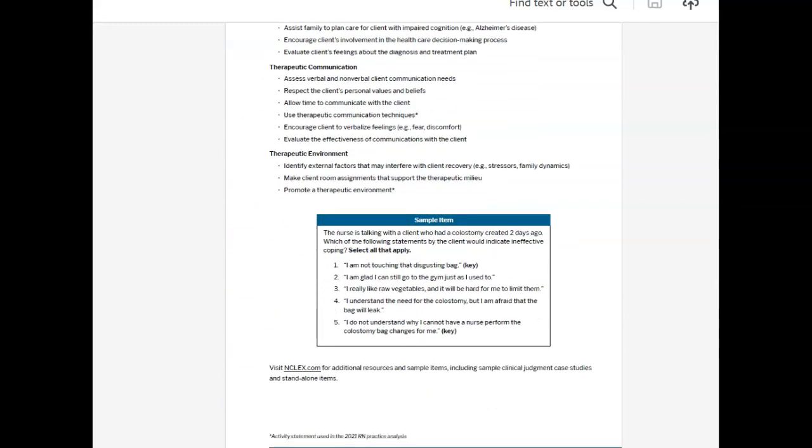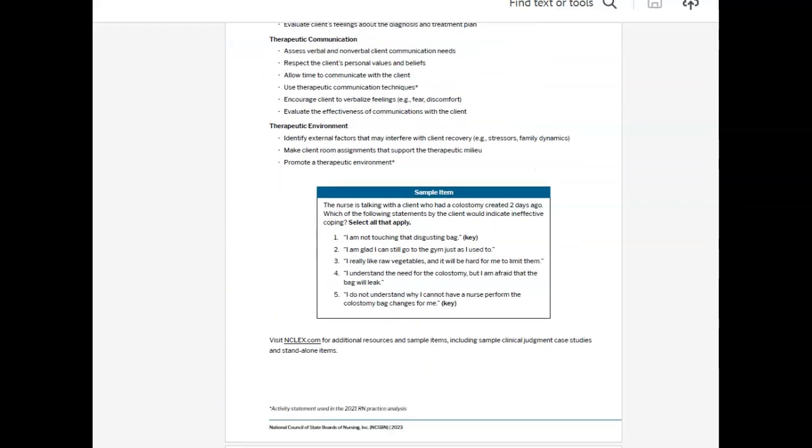Support systems, etc. So the nurse is talking with a client who had a colostomy created 2 days ago. Which of the following statements by the client would indicate ineffective coping? So we're looking for the answer that would be incorrect. Always when you see ineffective, needs more education, that kind of thing, then you want to look for the incorrect answer.